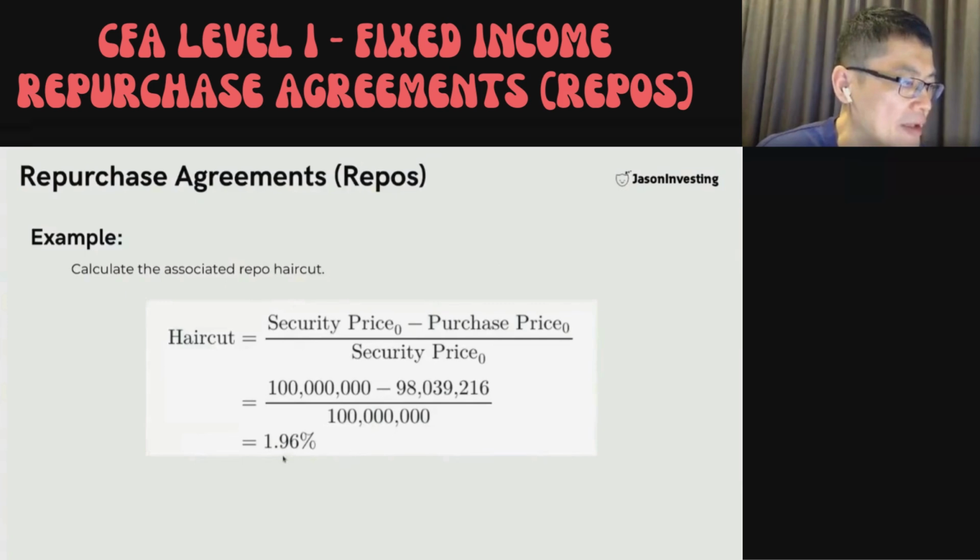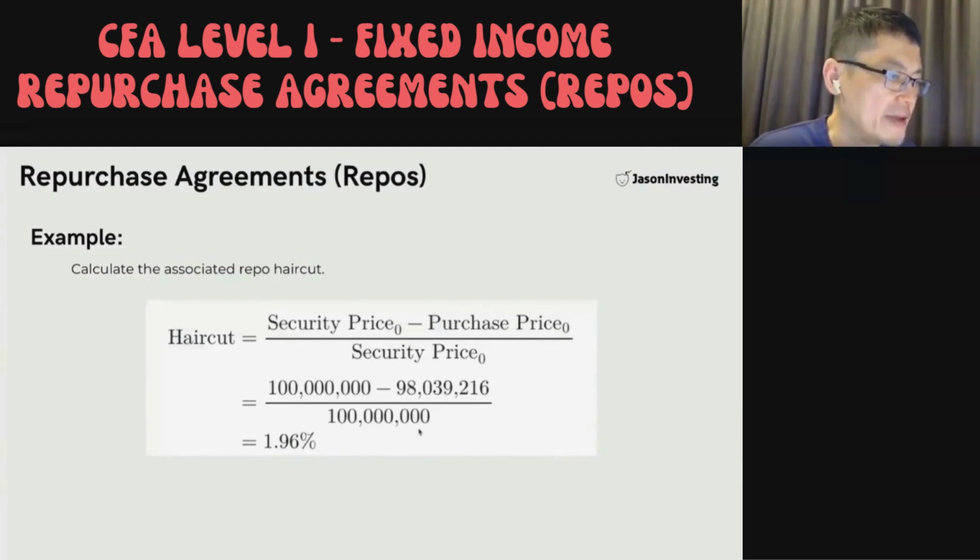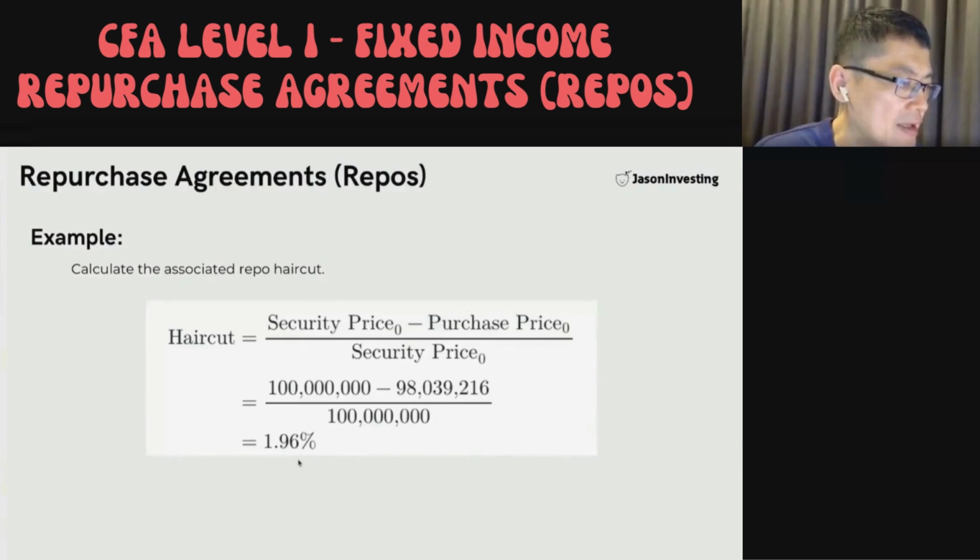It's 1.96%. You can see that this is close to 2%, but it's not exactly 2%, because the 2% is with respect to the purchase price. We are calculating the haircut with respect to the security price. So the haircut is a little bit lower than 2%.